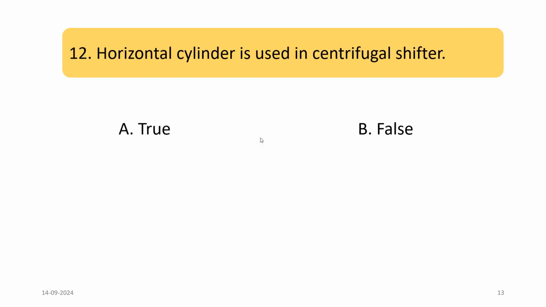Next, a horizontal cylinder is used in a centrifugal sifter. Is it true or false? Horizontal cylinder is used in centrifugal sifter. True. Yes, the answer is true.